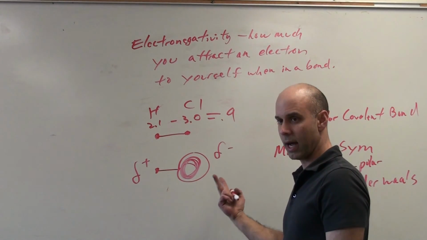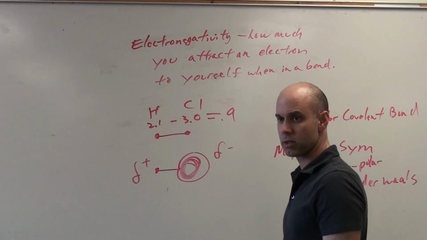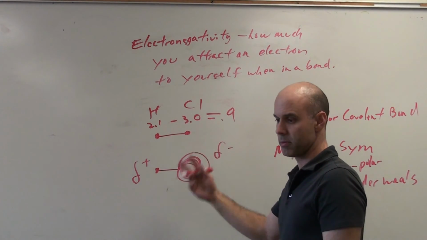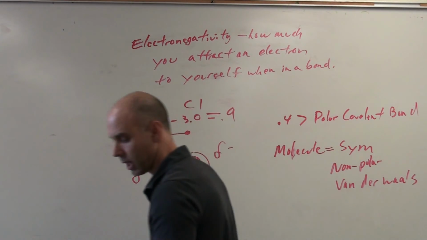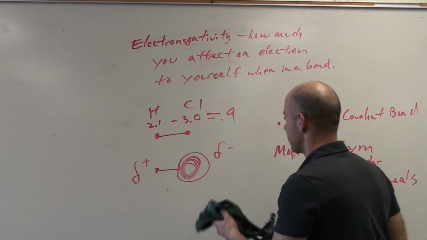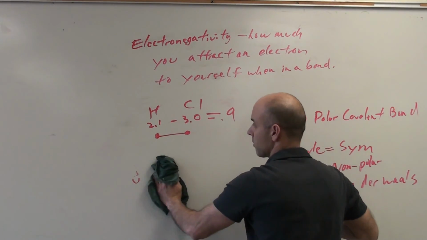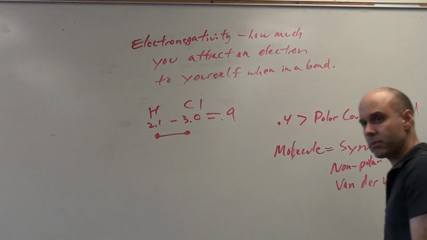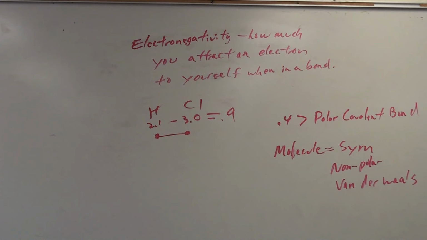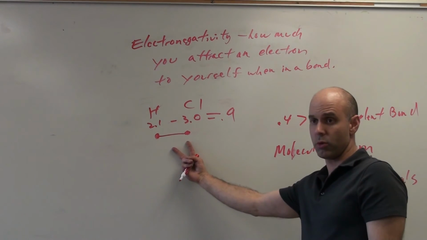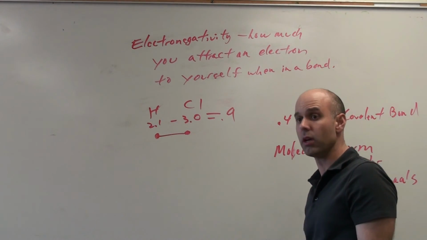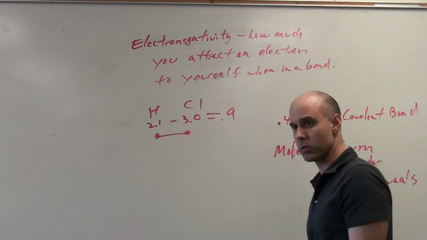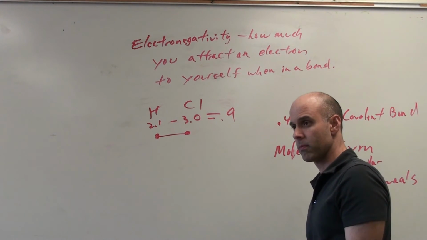So that's the only time that you look to electronegativities, when you're dealing with just two atoms, because it's automatically symmetrical. If the electronegativity difference is greater than 0.4, it's polar covalent. And if the molecule's only two atoms big, then it's going to be a polar molecule as well.